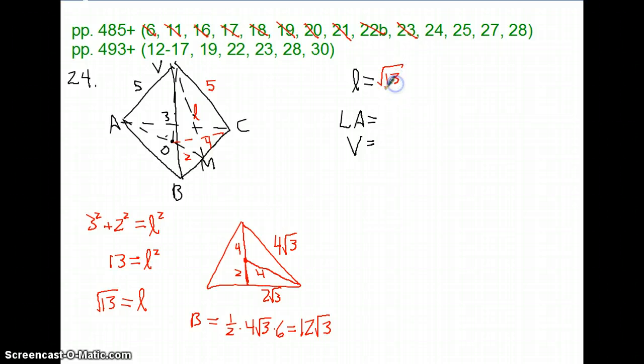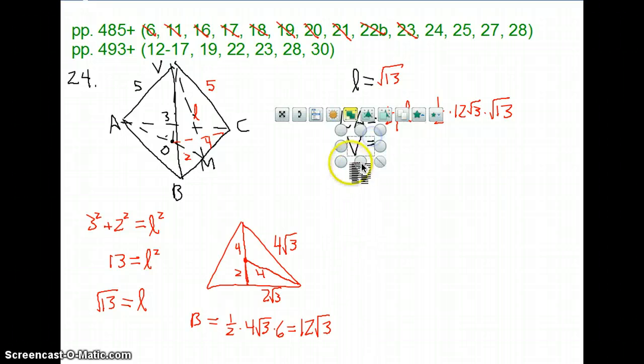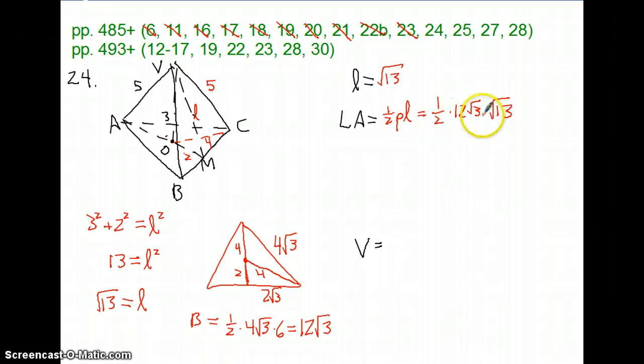Not pretty, okay. This is a half times P times L, and P is the perimeter of the base. Well, I know each side is 4 square root 3, so that's 12 square root 3 times the L I just found. Just give myself some more room here. Nice. Half times 12 is 6. 3 times 13 is 39. So that's what we have there. I guess I need that much room. And 39 doesn't reduce, I don't think. Oh, three factors of 3, 13, of course it will.